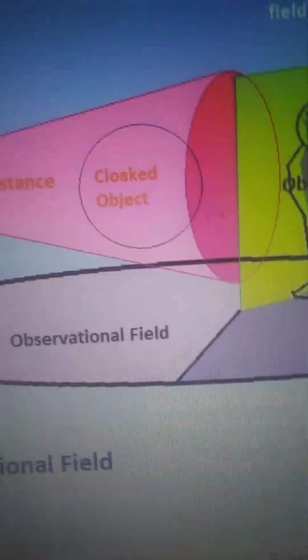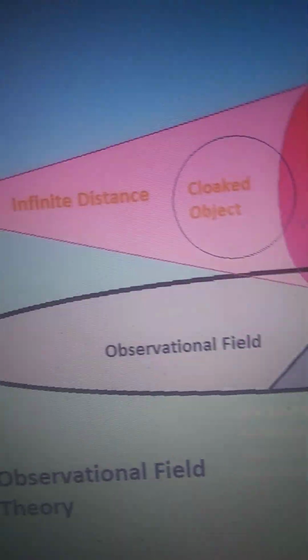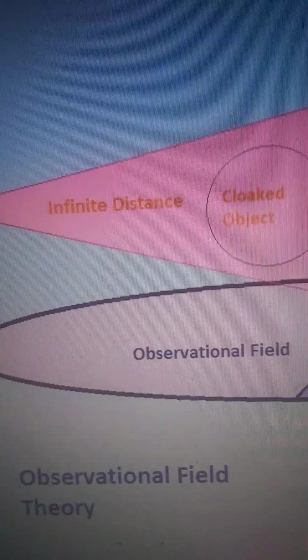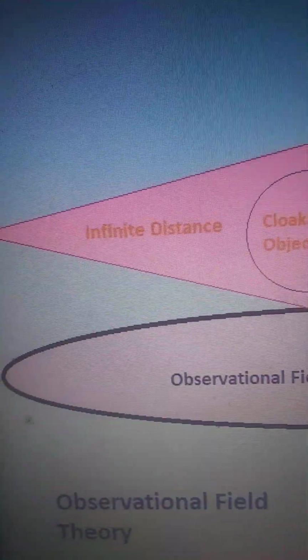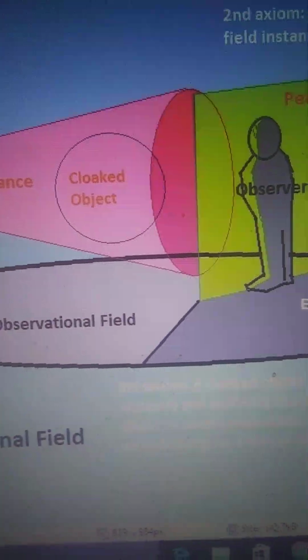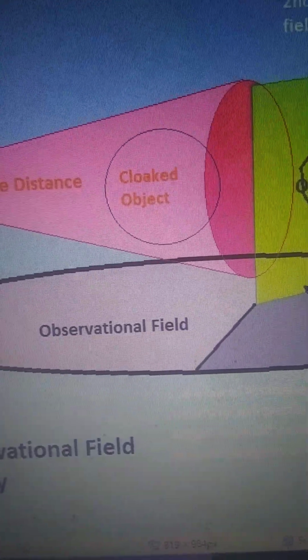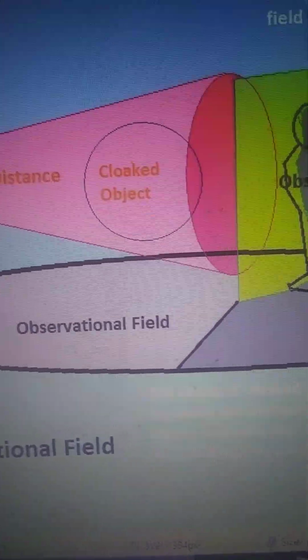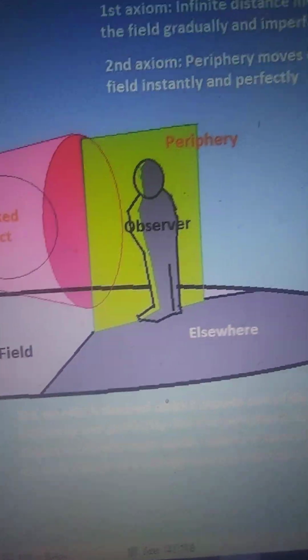the observer. So those are the three axioms that I lay down for an observational field theory, where it takes the observer into account, and the three different ways that something can be removed out of the observational field. In other words, become invisible or cloaked to our senses, or whatever you want to call it.